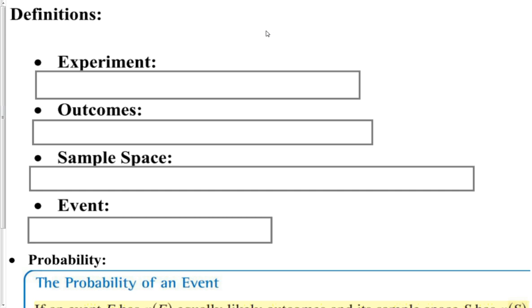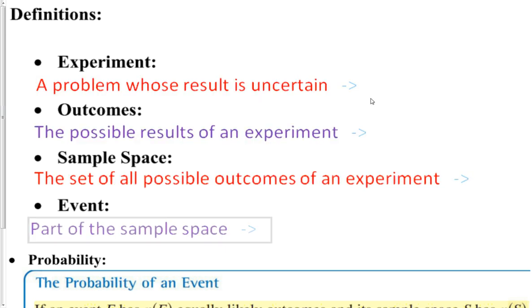Today's lesson is 8.6 on probability. First, we'll have some definitions here. An experiment is a process whose result is uncertain. Outcomes are the different possible results of an experiment, and the sample space is the set of all possible outcomes of an experiment. An event is a part of the sample space.